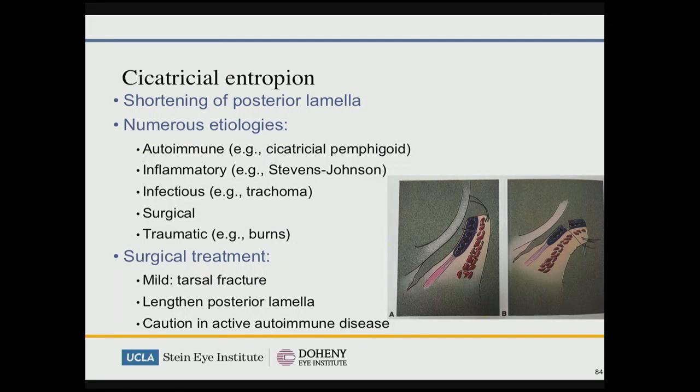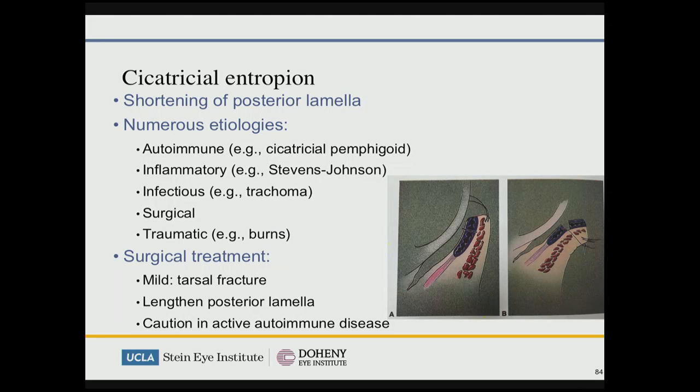Lastly, cicatricial entropion is characterized by shortening of the posterior lamella, and it has numerous etiologies, including autoimmune, such as cicatricial pemphigoid, inflammatory, infectious, surgical, or traumatic. If it's mild, a tarsal fracture procedure can be performed in which the tarsus is incised and a suture is placed full thickness that then rotates the margin outward. But if it's more severe, then it's important to lengthen the posterior lamella, typically with a graft of some sort.